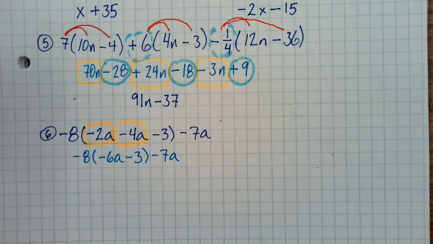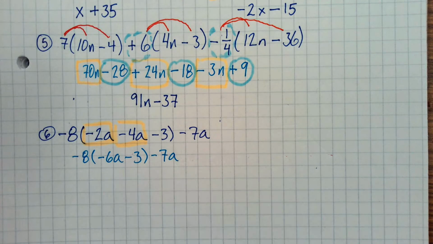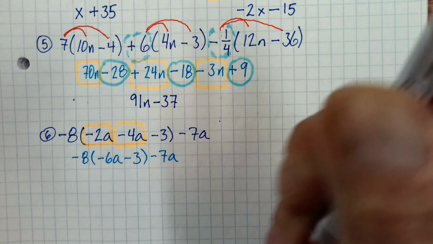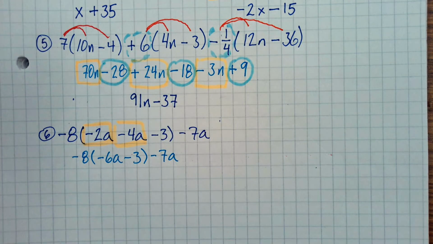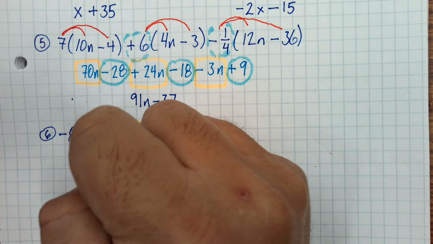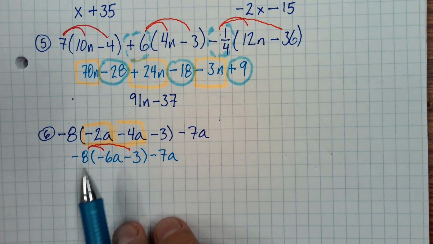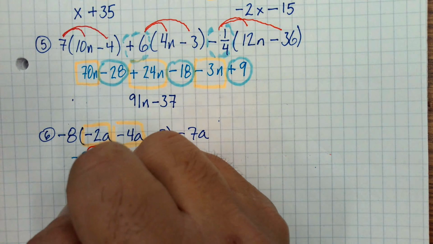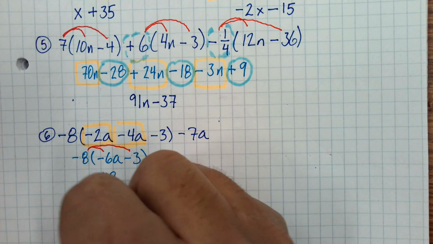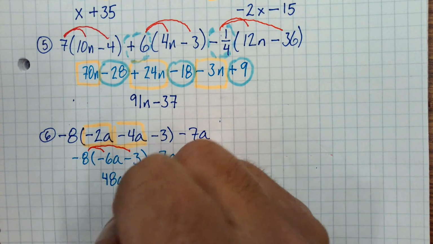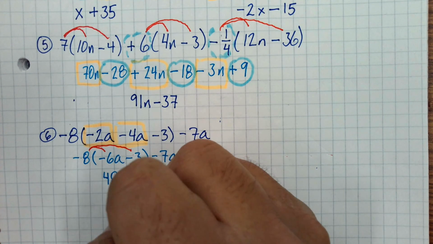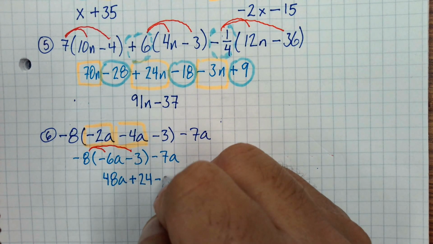Okay, just narrow it down, and now you combine basically some like terms. Okay, and so now I think we can distribute. We'll multiply this negative 8. Negative 48. Yeah, it'll be a positive because it's a negative times a negative, for 48a, and negative times a negative, that'll be another positive 24 minus 7a.